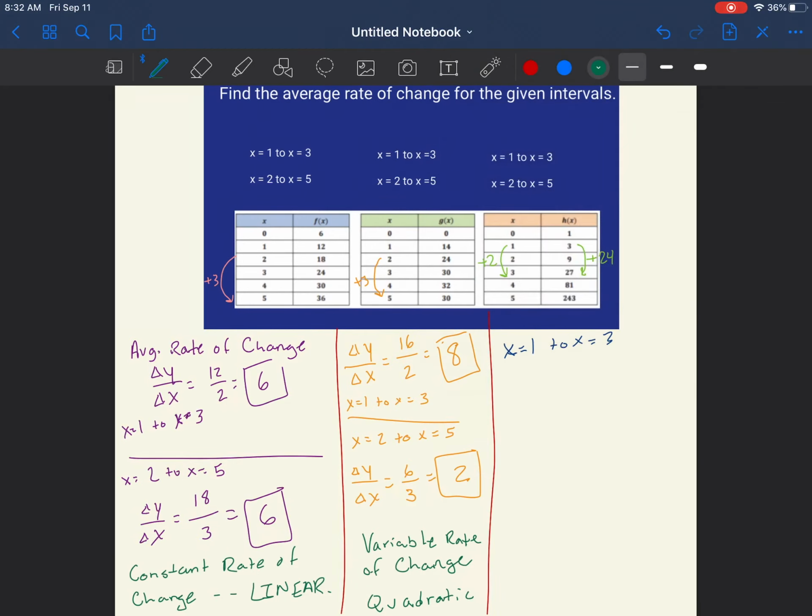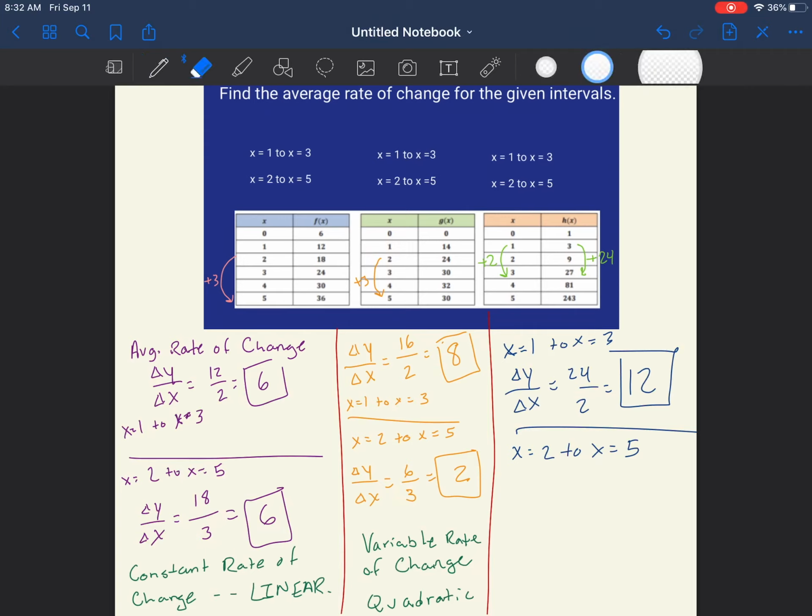So my change in y over change in x. My change in y is 24 and my change in x is 2. So that's 24 over 2, which gives me 12. So over that interval it was 12. And then we also need to do it from x equals 2 to x equals 5.